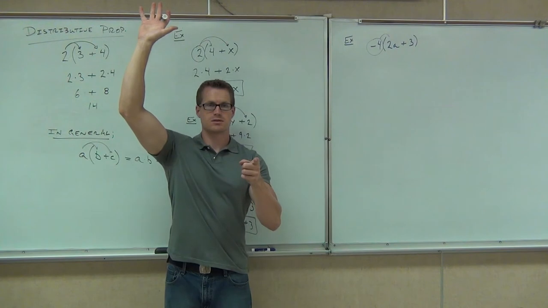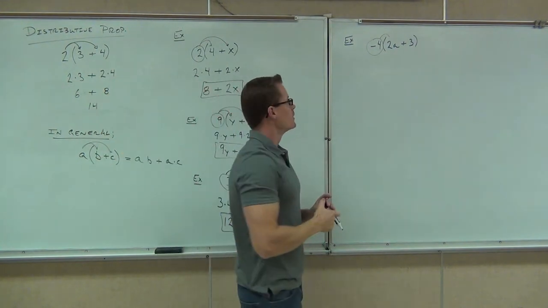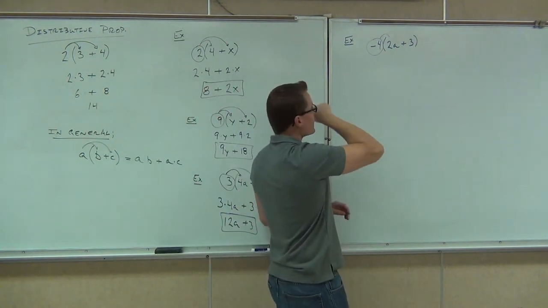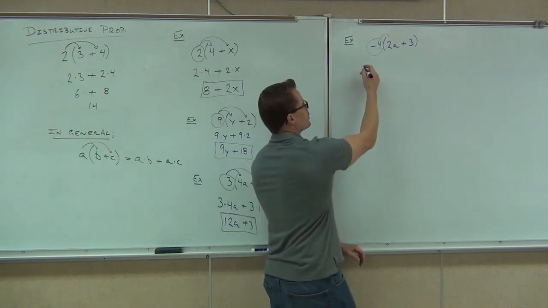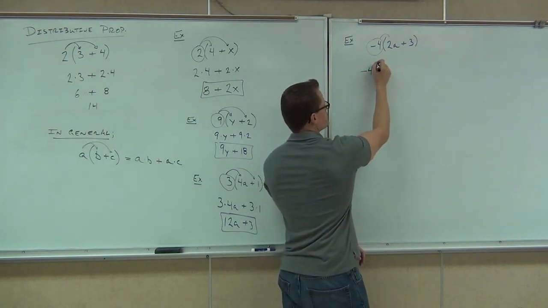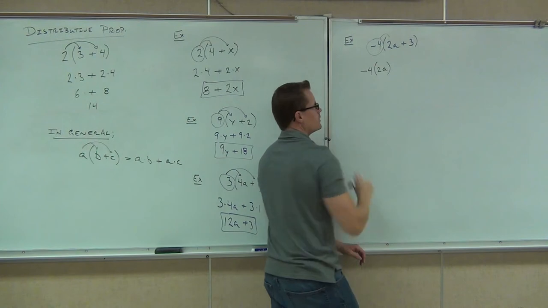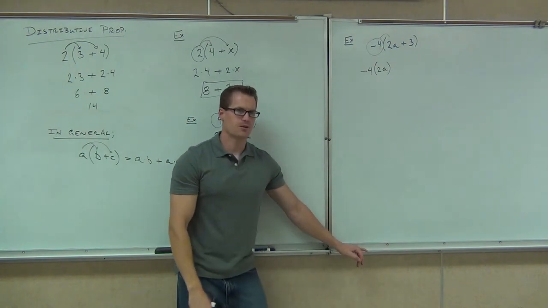In the back, yes? Okay, so we're distributing negative 4 here. It does get multiplied by both terms, so we'll do negative 4 times 2a. You can show it like that if you'd like. Negative 4 times 2a.